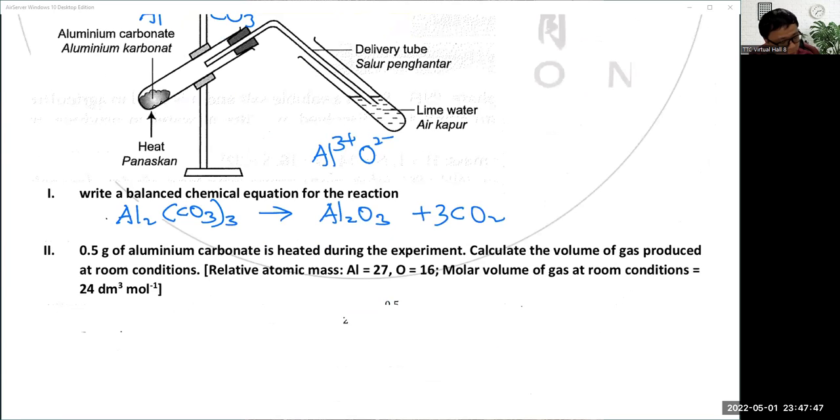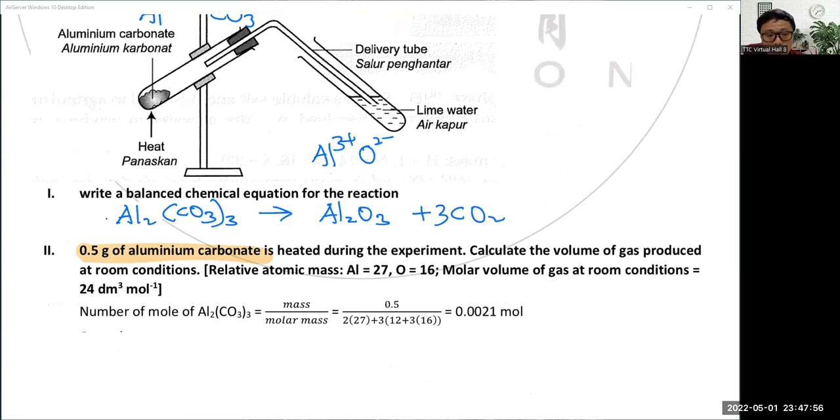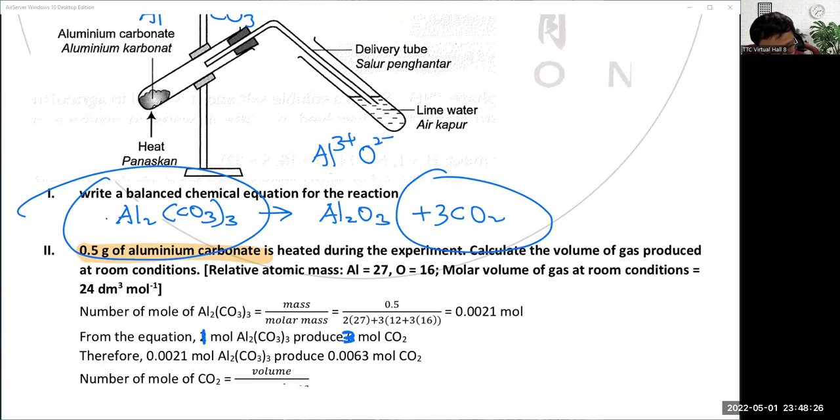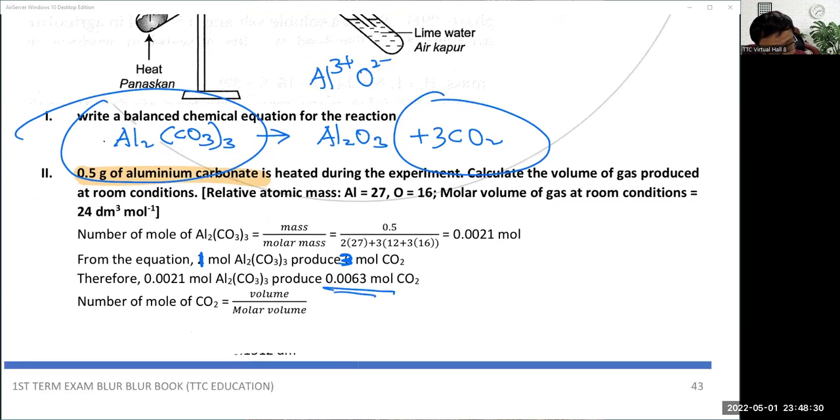Okay, so I have 0.5 gram of aluminum carbonate. So firstly, I convert this to number of mole first. 0.5 divided by the molar mass of aluminum carbonate, I will get 0.021 mole of aluminum carbonate. Then from the equation, I want to find the gas released. 1 mole will produce 3 mole. So write the equation up. From the equation, 1 mole of this thing will produce 3 mole. Therefore, 0.021 will produce 0.063. Then once you have this already, you can start to find the volume. Use volume over molar volume. Put in the 0.063 inside. You get the volume equals 0.1512.